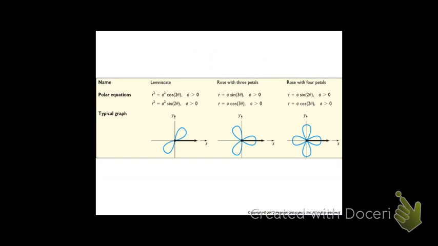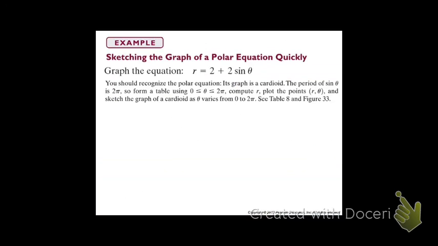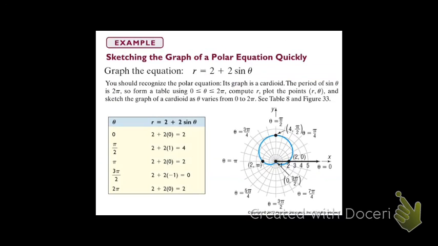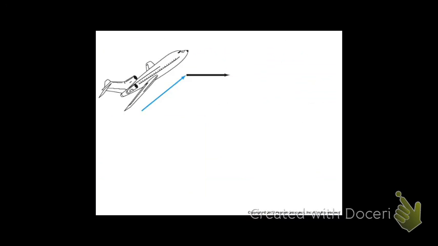If the coefficient of the theta is even, then the number of petals of the rose curve is double that, and if the coefficient of the theta is odd, then the number of petals would be the same as that number. So you should be able to graph the equation 2 plus 2 sine theta. This is just a quick review of what we've done, and you should have an idea pretty quickly that that would be a cardioid, in which the cardioid is symmetrical with respect to the y-axis. So anyway, let's go ahead and get into vectors.